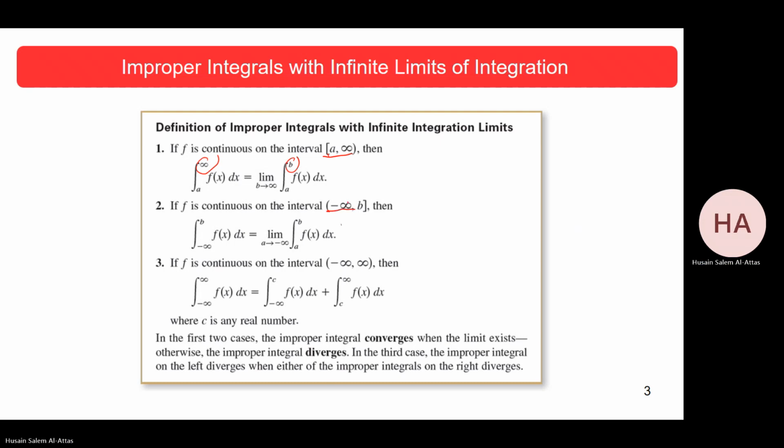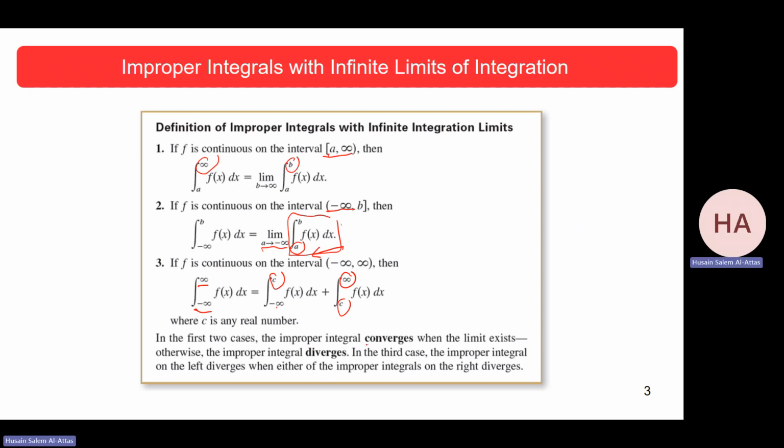Minus infinity, the same thing, but now I will take the lower limit and make it go to minus infinity. You can call it A, call it B, call it any way you like, but for sure different than this one. If this is B, I cannot call this one B. So A goes to minus infinity, and then I do the integration, and after I finish, I do the limit. If it is from minus infinity to infinity, I will split this integral into two integrals: from minus infinity to a value C, any real number, and from C to infinity. Usually take 0, but you can take any value.